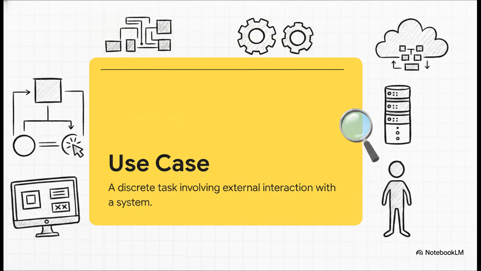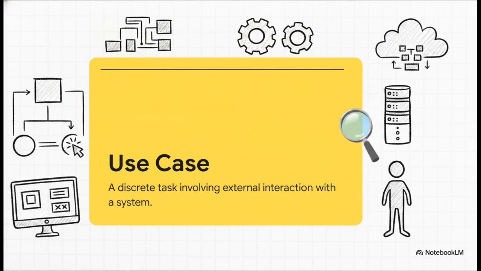So what exactly is a use case? Basically, it represents a discrete, specific task that involves some kind of external interaction with a system. Think of it as a simple, plain English description of what a user expects the system to do during a single interaction. Next up, what is an actor?